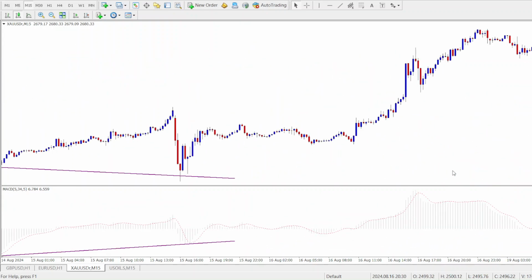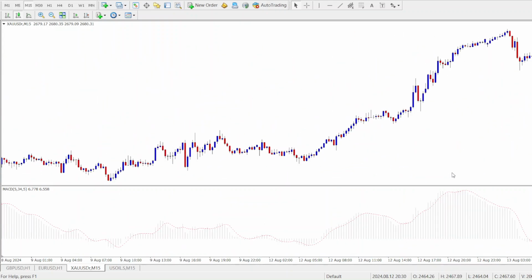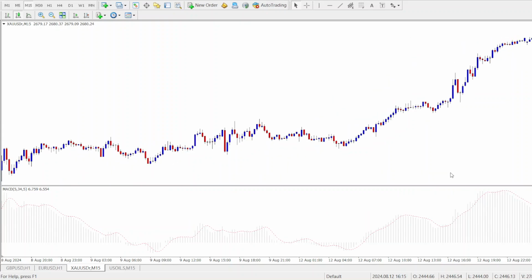I was just checking if I could find an example of a bearish regular divergence, but I'm not exactly seeing one yet. So in order to save time, I think we're just going to proceed.